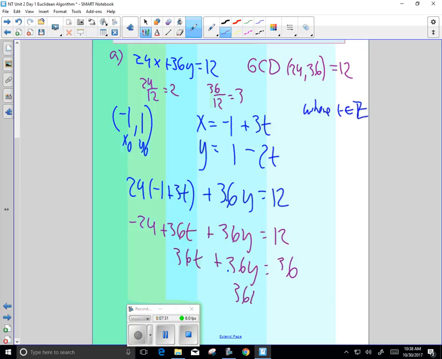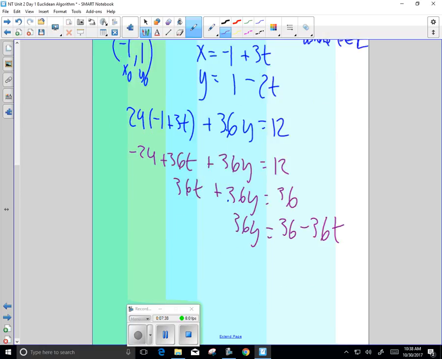So 36y equals 36 minus 36t, and y is equal to 1 minus, oh, I did this before. Let's see, this is going to be 3. So this is going to be 24 times 3 is 72. I did this 72 in my practice. So this is going to be minus 72t, thank you. So this is going to be divided by 36 minus 2t.